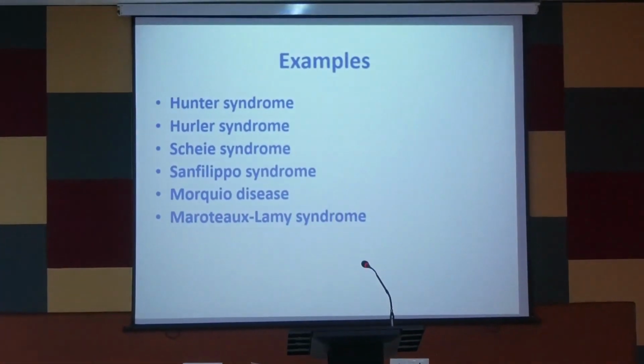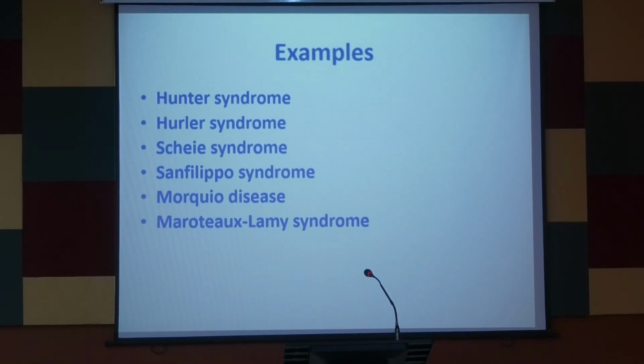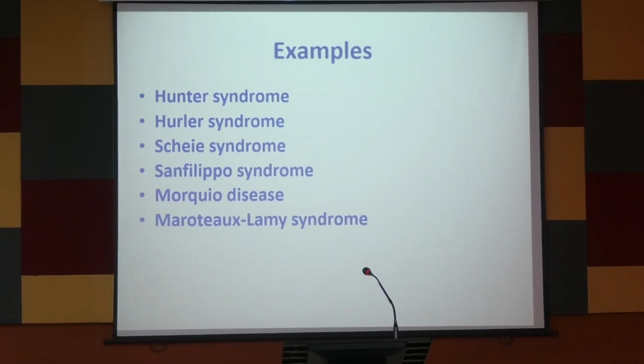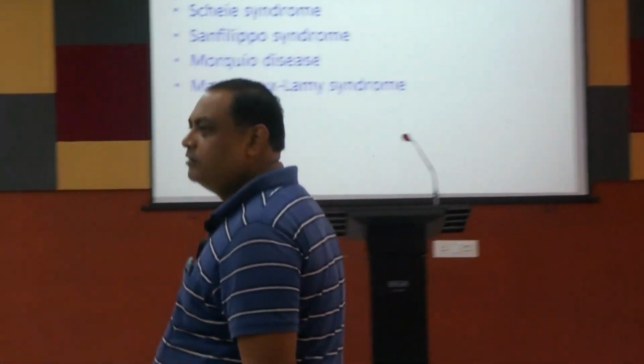Examples, names. Just remember some names. What are the names? Hunter, Hurler, Scheie, Sanfilippo, Morquio, and this one? How do you pronounce it? Like Bordeaux mixture, the same way, Maroteaux-Lamy. French name. Spelling is difficult, pronunciation is easy.